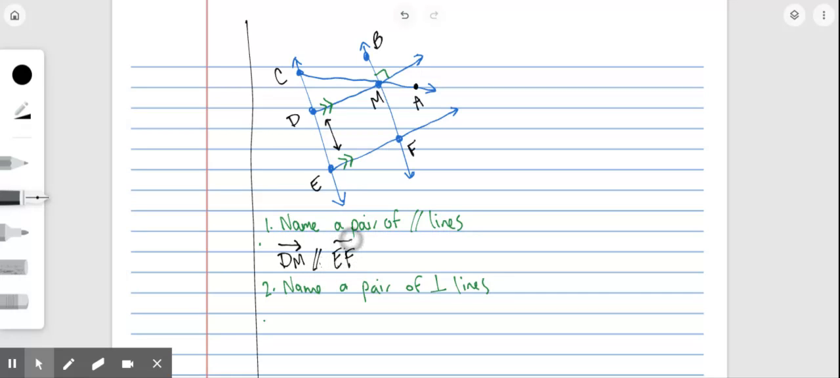Okay. Another reminder about this notation is notice that D is an endpoint. It has an actual point on the end. So that's why it's on the end that doesn't have the arrow. Same thing with E. E is on the end with the point and not the arrow.